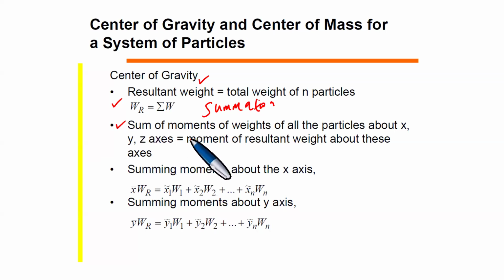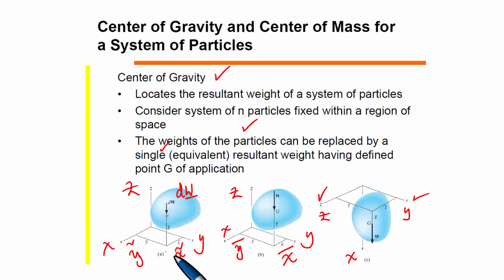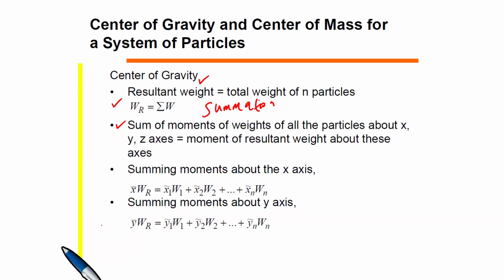Now, the sum of moments of weights of all the particles about the x axis, the y axis, and the z axis, the three axes, is equal to the moment of the resultant weight about these axes. So in other words, we found the resultant weight, and from the resultant weight, we get the moment of the resultant weight about these axes.